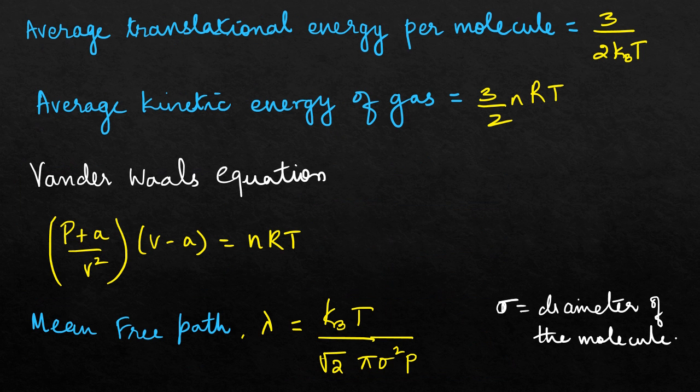And next, this one is an important formula where the average translation energy per molecule is 3 by 2 k_B T and the average kinetic energy of gas is 3 by 2 nRT. The van der Waals equation is an important relation to know. And if you have any question which asks you to find the mean free path, then this will be the formula over here. And sigma here is the diameter of the molecule. Okay, they will be giving you everything which is required for you to find. So sigma will be present, and mean free path is given by lambda.